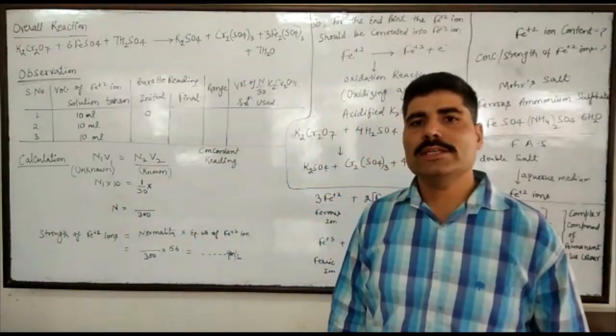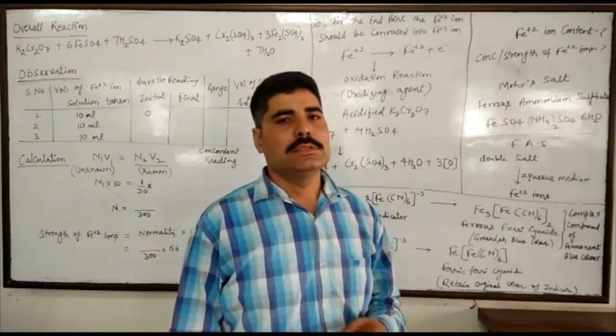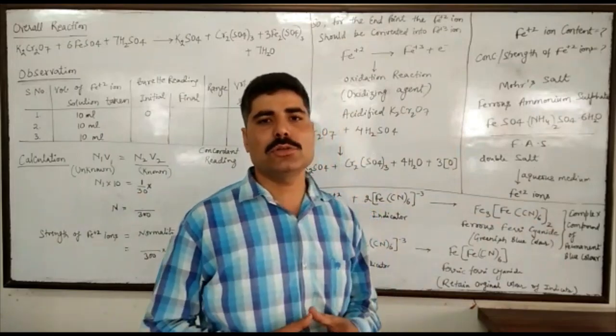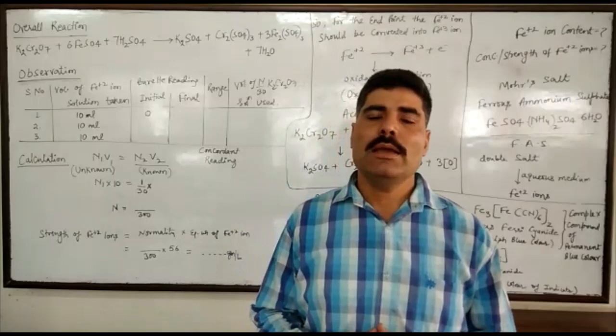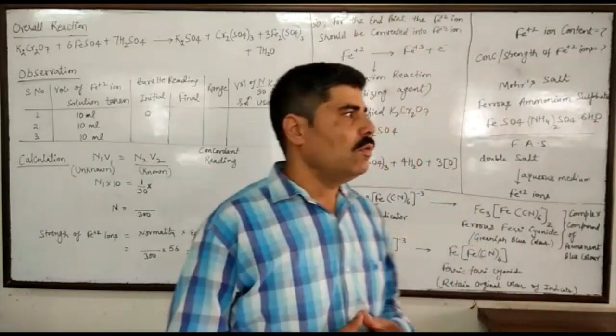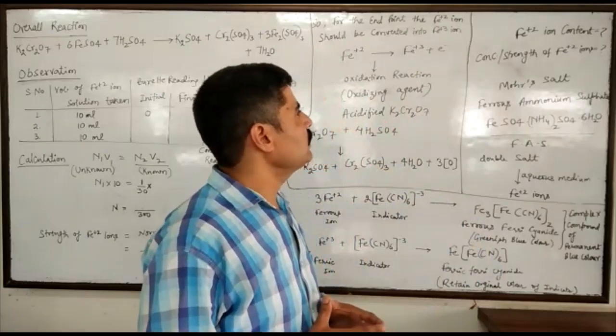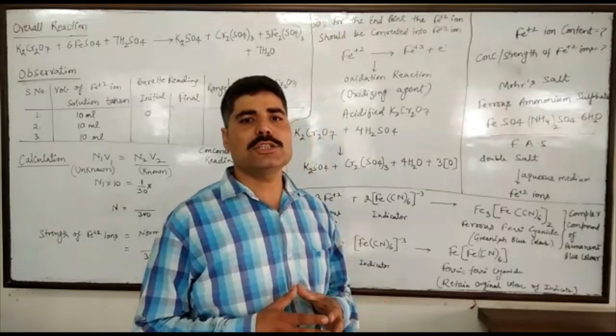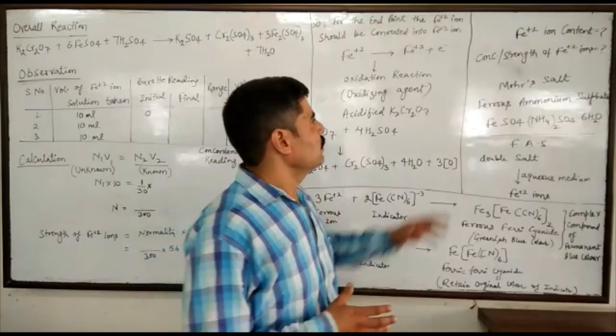Hello students, in today's experiment we have to determine the Fe+2 ion content with the help of N/30 potassium dichromate solution by using potassium ferricyanide as an external indicator. So first of all, we start with what is meant by the Fe+2 ion content. It means the strength or the concentration of Fe+2 ions.